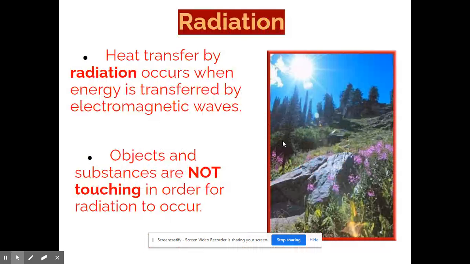Next is radiation. Heat transfer by radiation occurs when energy is transferred by electromagnetic waves. Objects and substances do not need to be touching in order for radiation to occur. Imagine you are standing outside on a nice sunny day in summer, and you can feel the heat from the sun. You are not directly touching the sun, but you can still feel the heat from it, and that is through radiation, where energy is transferred by electromagnetic waves.